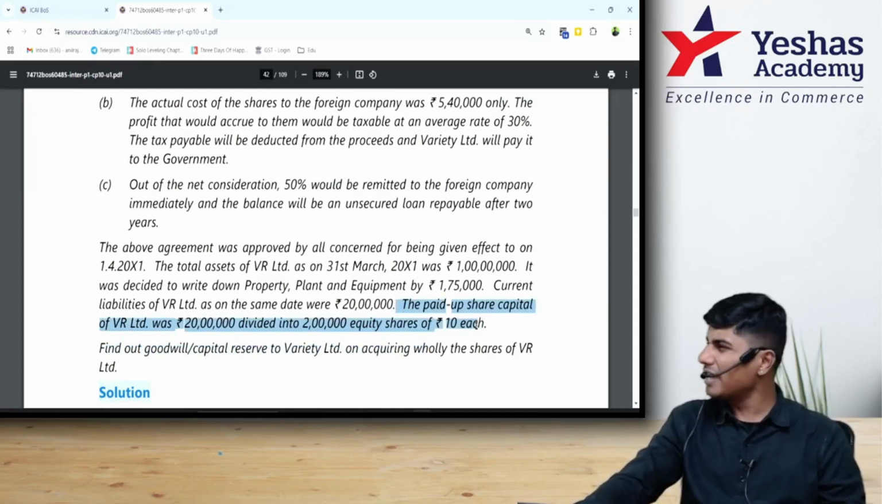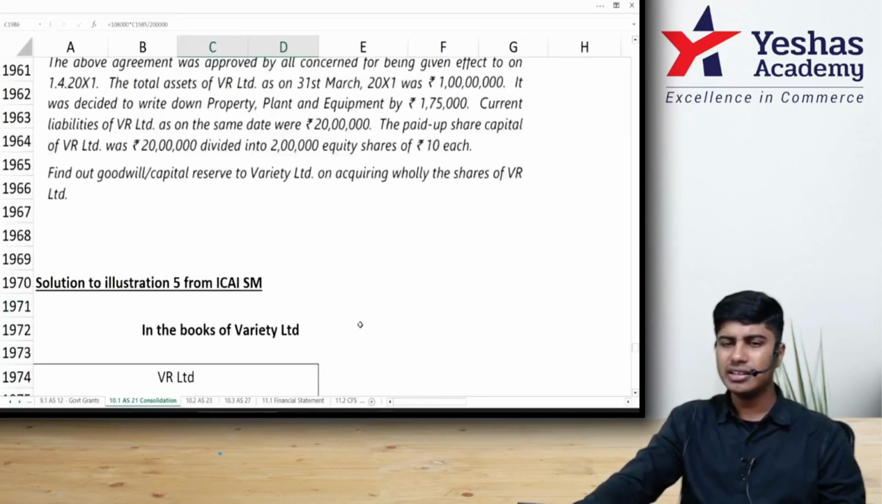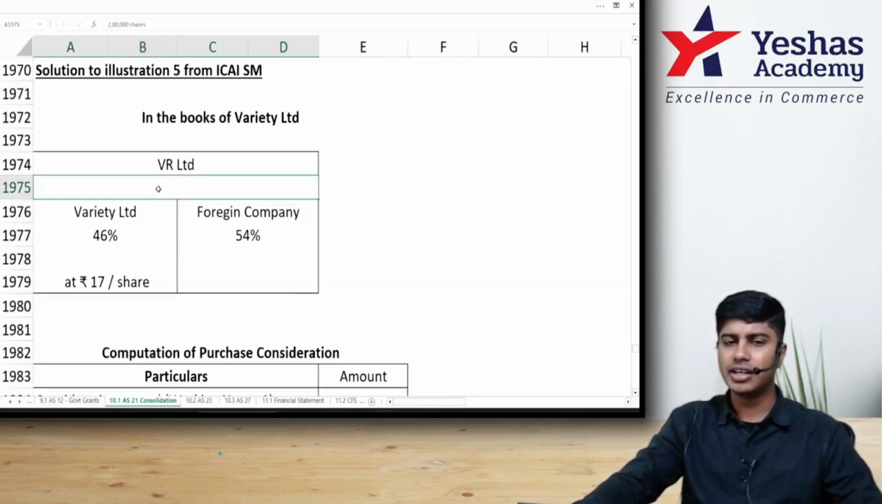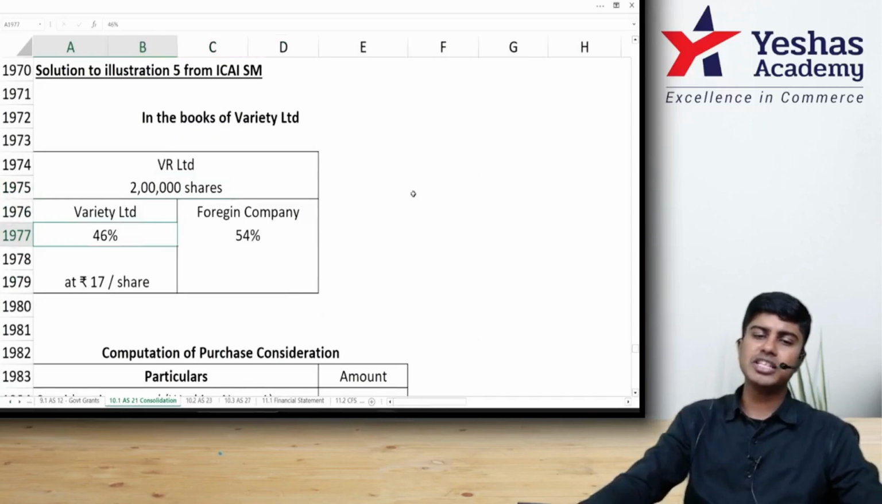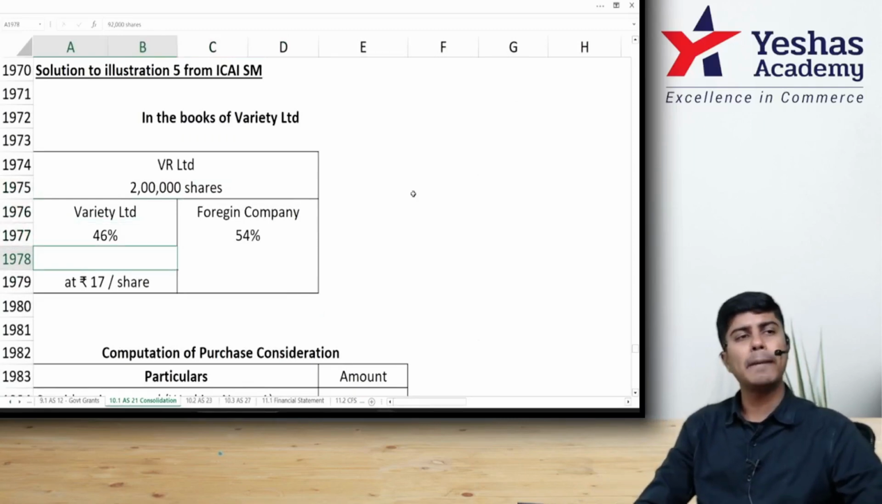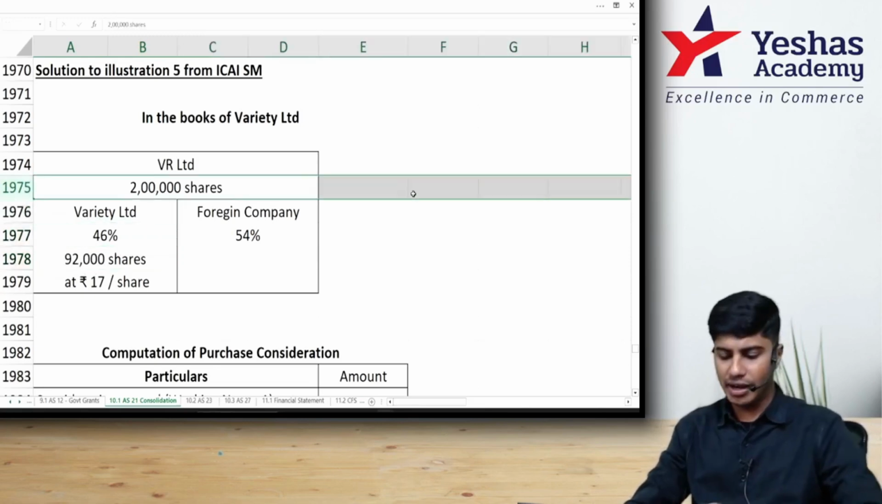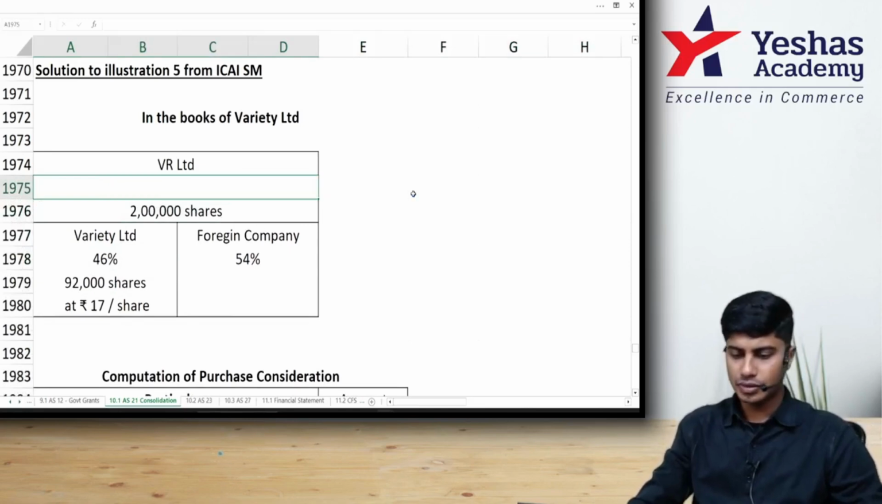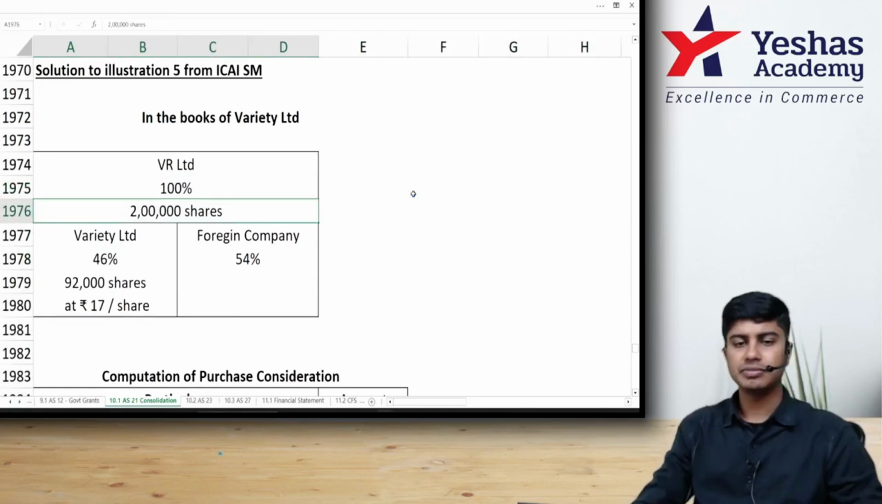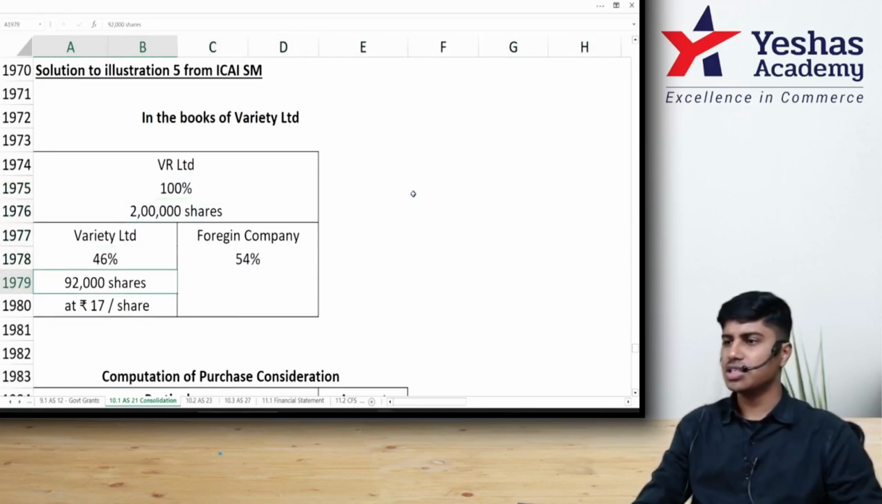So can I say 2 lakh is the share capital? It will become easy in a lot of places. So I'll write here 2 lakh shares. In 2 lakh shares, I own 46%. How much is 46% of 2 lakh? 92,000. If you want, I'll add one more line here. 100%. Yeah, 92,000 is 46%.